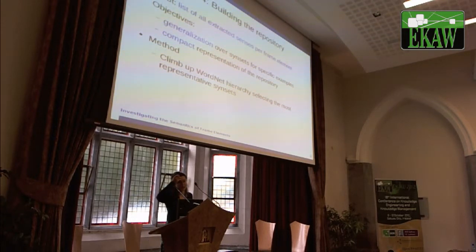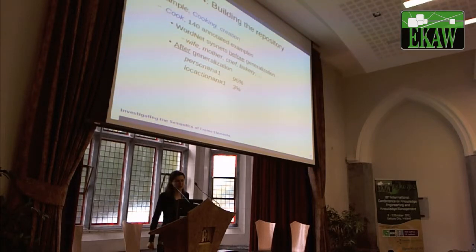The method we adopt here is climbing up. It's, well, straightforward, climbing up the WordNet hierarchy, selecting the most representative synsets to describe the semantics of the role. Here, for a simple example, again about cooking. For cook frame element, we had for cook role. I use interchangeably role and frame element terms, so this is the same thing. So we had 140 annotated examples in the FrameNet database.